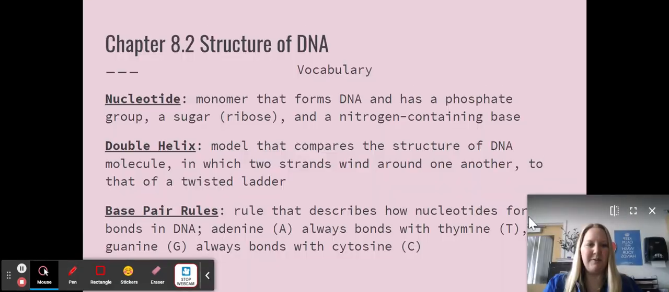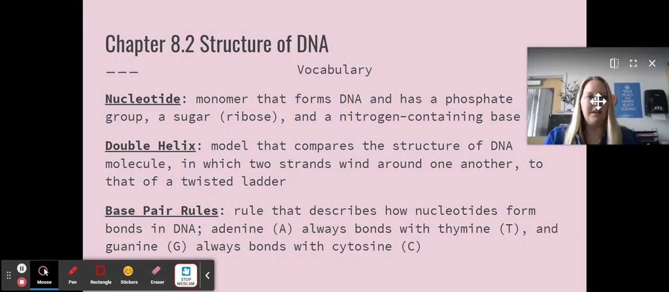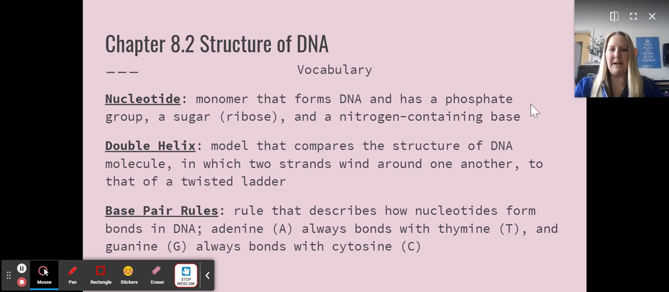Hi guys, today we are talking about the structure of DNA. So we're going to get right into it. There's a little bit more vocab with this section.